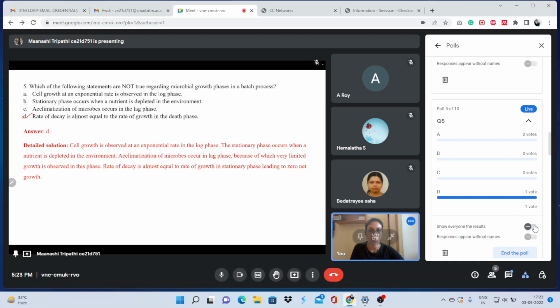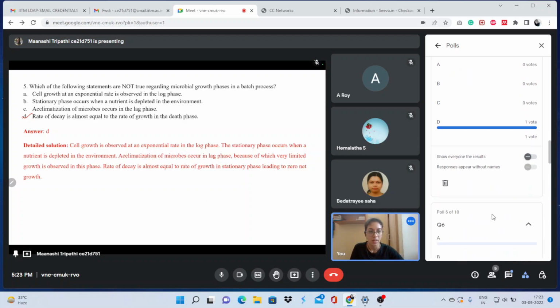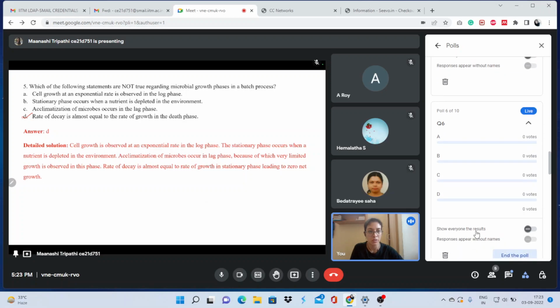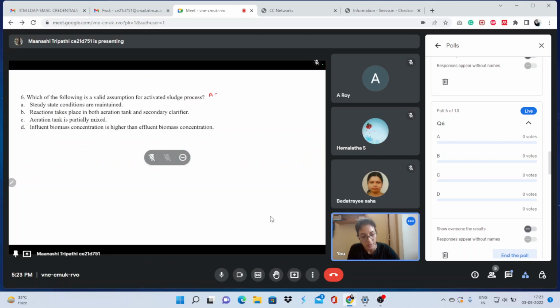This is question number 6, and these are the options for question number 6. Which of the following is a valid assumption for the activated sludge process, or in short ASP? Steady state conditions are maintained. The reactions that take place are in both the aeration tank and the secondary clarifier. The aeration tank is partially mixed, and influent biomass concentration is higher than effluent biomass concentration.